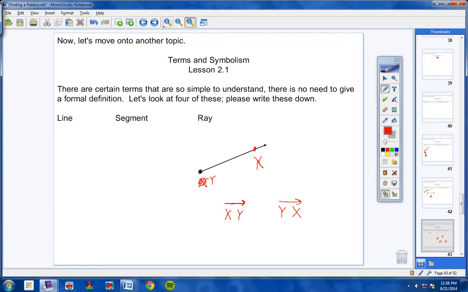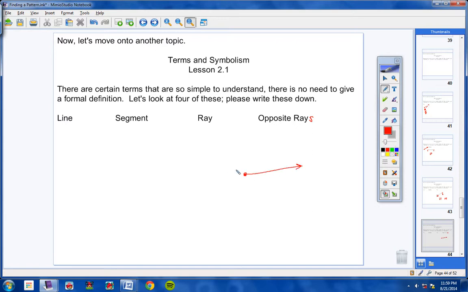Okay, continuing on, let's take a look at one more word. Opposite rays. Should be an S there. Opposite rays are just simply two rays going in complete opposite directions, and they share a common endpoint. And they're always going to equal, by the way, 180 degrees. Always, because it's a straight line.